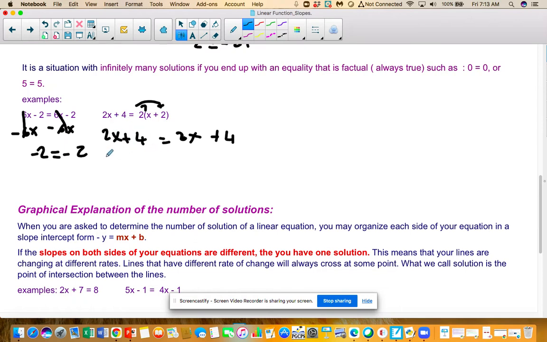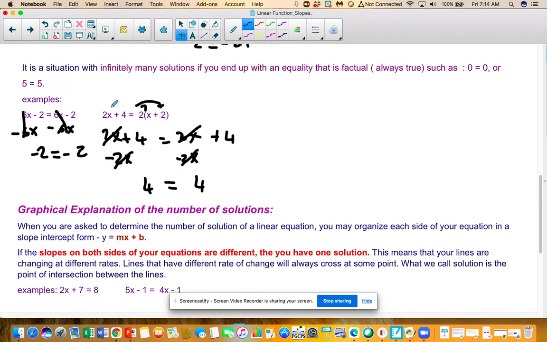But if you don't see that, let's move the variable on both sides by subtracting 2x. And you can see that the variables are all gone. And we end up with 4 on the left side equal to 4 on the right side. And this situation is always true, right? So if you end up with a factual equality that is always true, then you can conclude that you have infinitely many solutions.